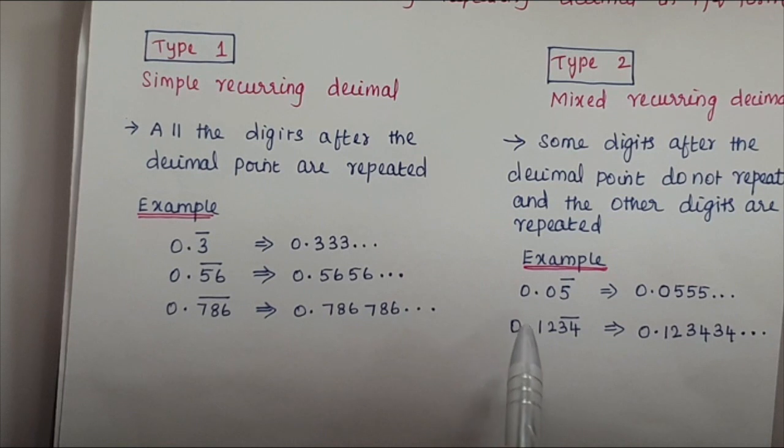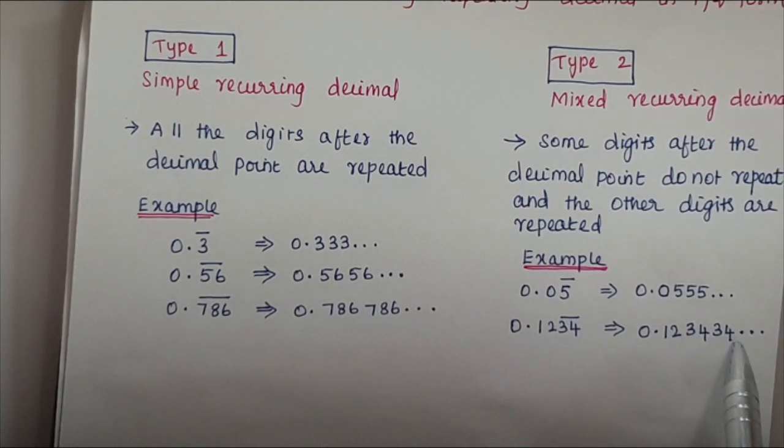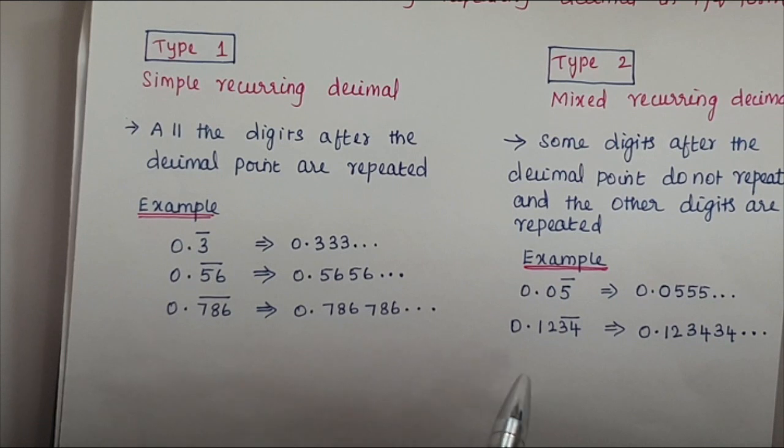For example, 0.05 with bar over 5. Here the digit after the decimal point does not repeat and the remaining digit 5 is repeating. Second example is 0.1234 with bar over 34. The digits after the decimal point, 1 and 2, do not repeat but 34 is repeating. Correct? So we have discussed simple recurring decimal and mixed recurring decimal.